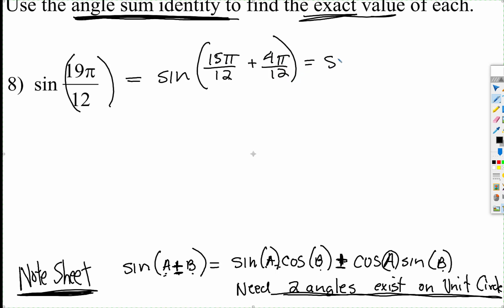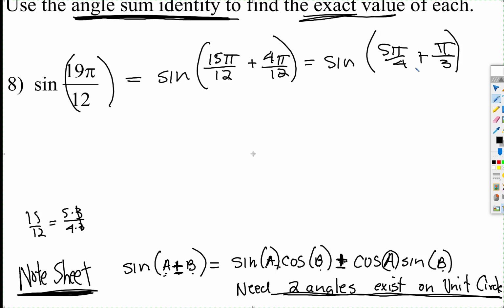Well, that reduces further. 15 over 12, if you divide each, is 5 times 3, 4 times 3. So that's going to be 5 pi 4ths plus, these both have a 4 in common. 4 divided by 4 is 1, so 1 pi, and 12 divided by 4 is 3. Now look at what we have. We have two angles that exist on the unit circle.